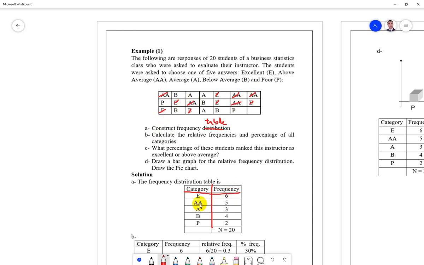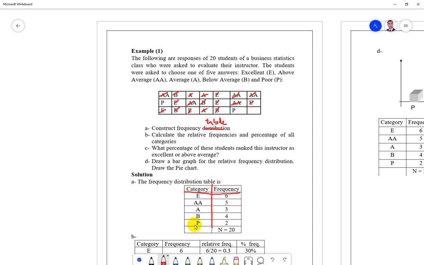So you have 5 values for the category double A. And then for value A, average, you can just count. So you have 1, 2, and 3. So you have 3 values for A. And B, you can just count. B is 1, 2, 3, 4. So you have 4 values for the evaluation to be below average.